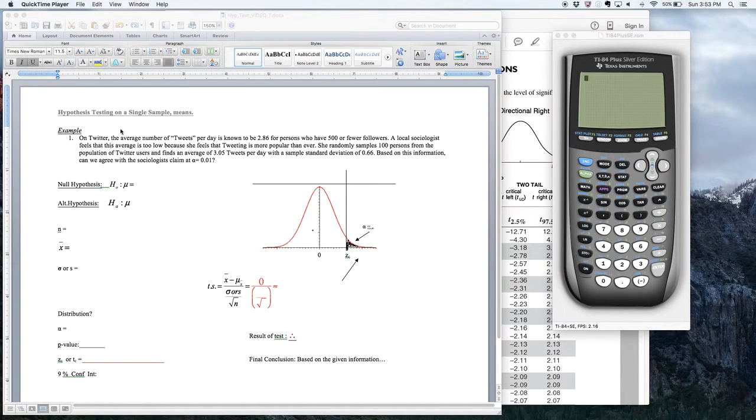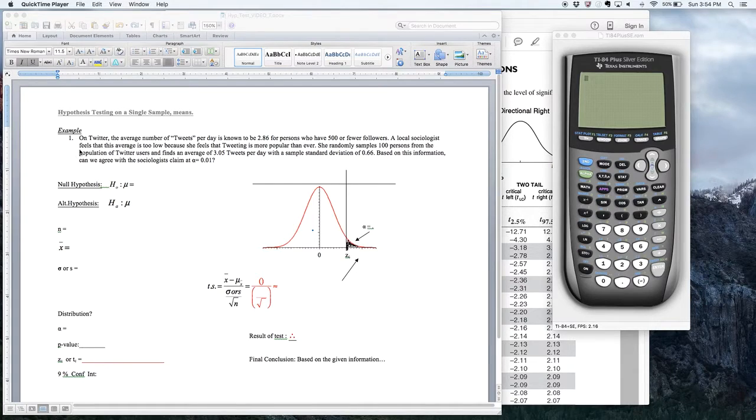This example is on Twitter usage. It says on Twitter, the average number of tweets per day is known to be 2.86 for persons that have 500 or fewer followers. Apparently, the more people that follow you, the more important you feel, and you tend to tweet more often. So for 500 or fewer, the average is 2.86. So there's your null hypothesis, obviously. Remember, the null hypothesis is a statement about a population parameter, like mu, that's known to be true.